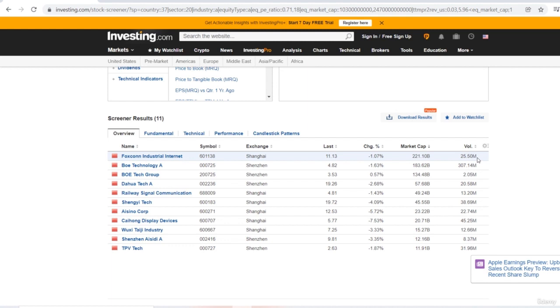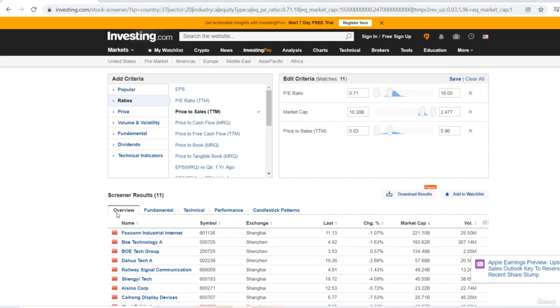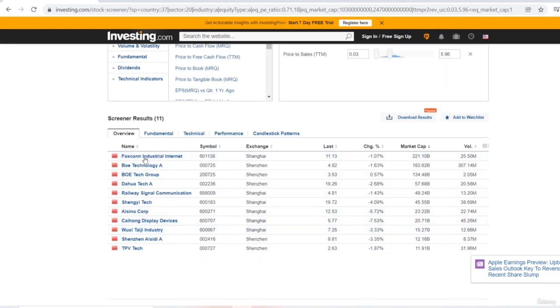Look at their trading volume, 25 million versus, let's say, 307 million. I wonder if I'm reading that wrong, because this is stack ranked by market cap, not volume. So this is a big volume company, but lower market cap, at least as far as its trading. And you can see the different Sichuan or Shanghai things. So from here, you can start narrowing it down.